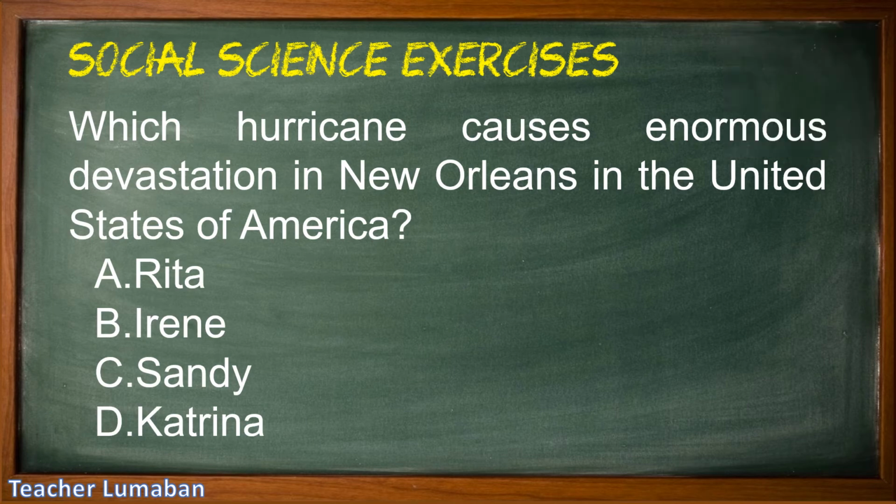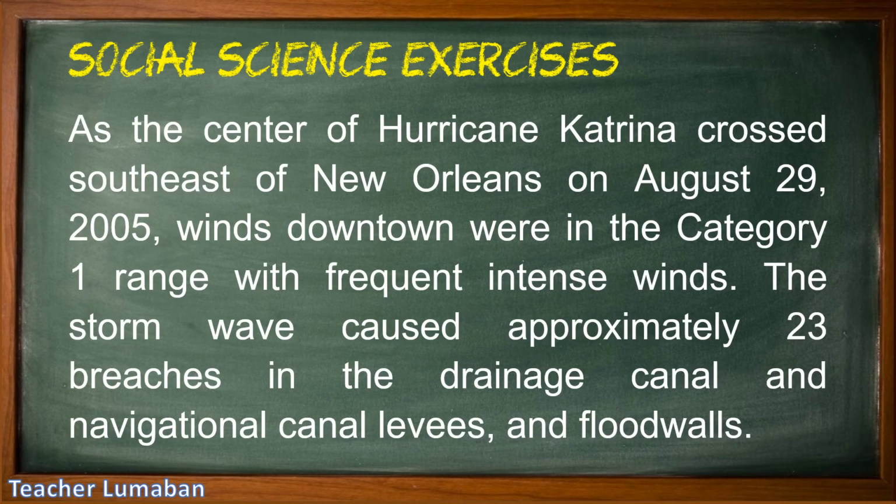The correct answer is letter D, Katrina. As the center of Hurricane Katrina crossed southeast of New Orleans on August 29, 2005, winds downtown were in the Category 1 range with frequent intense winds. The storm wave caused approximately 23 breaches in the drainage canal and navigational canal levees, and flood walls.